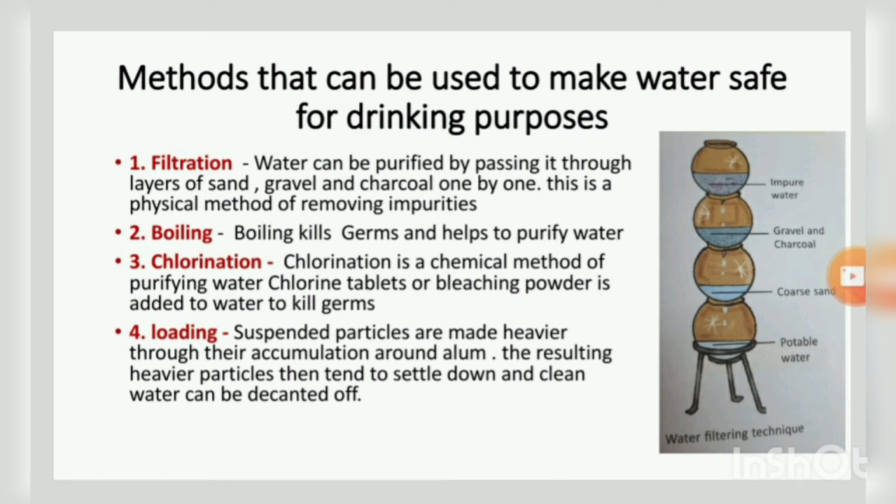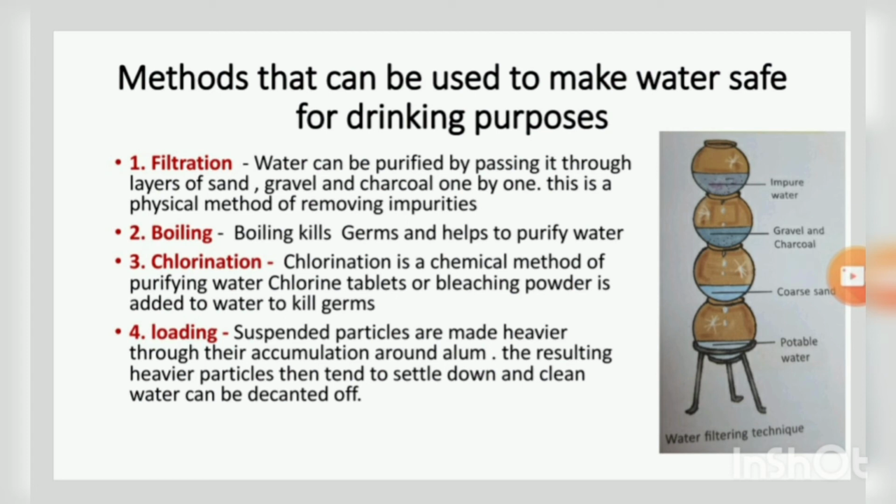Another method is boiling. When the water is boiled to a higher temperature, that will kill the harmful germs in the water, and that is why it is a very good method to make the water fit for drinking. Chlorination is also a chemical method to kill the germs by adding chlorine tablets or bleaching powder into the water. The chlorine gas released in the water is a disinfectant. It will kill the harmful microbes and make the water fit for drinking purposes.